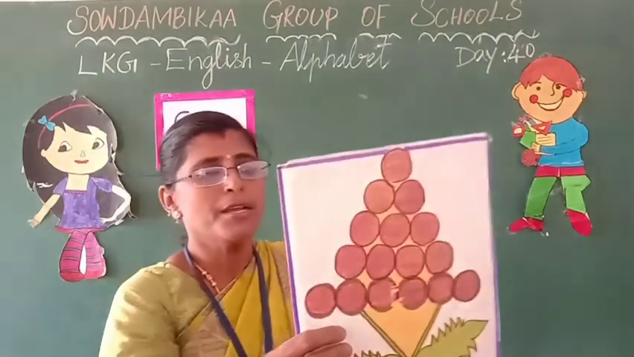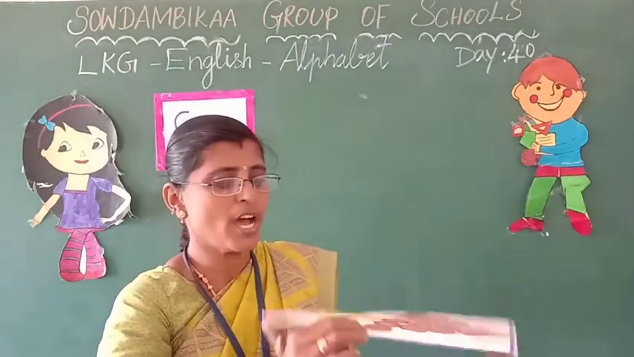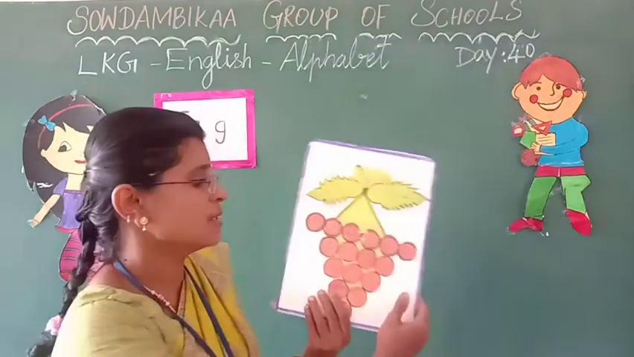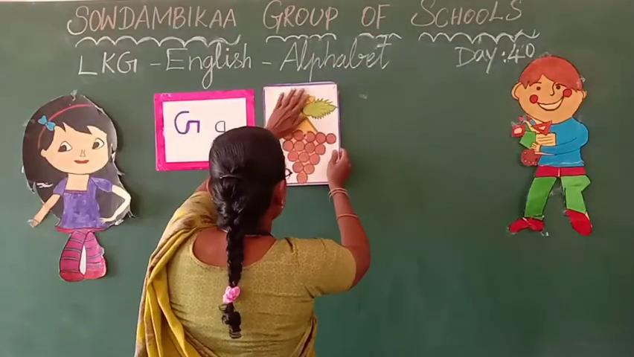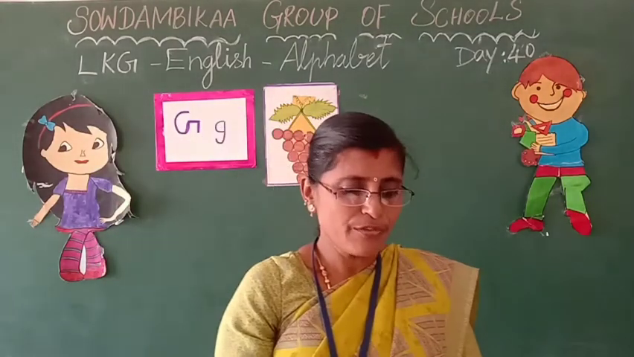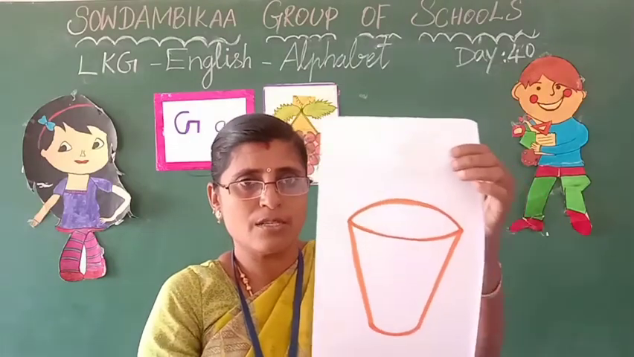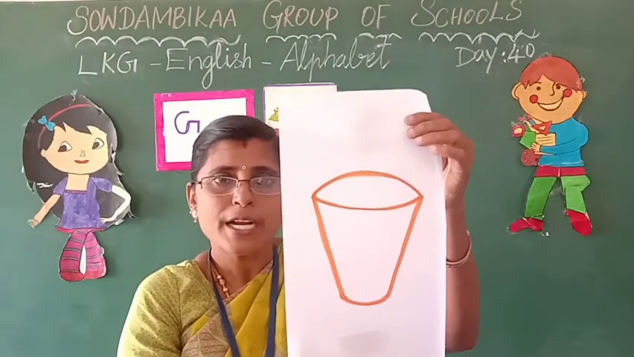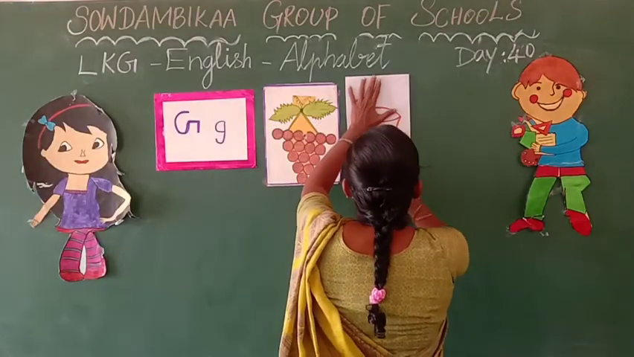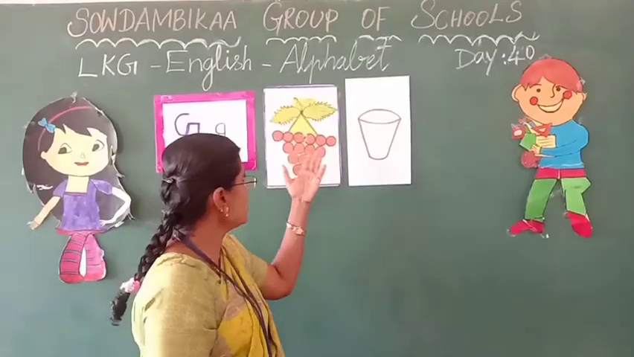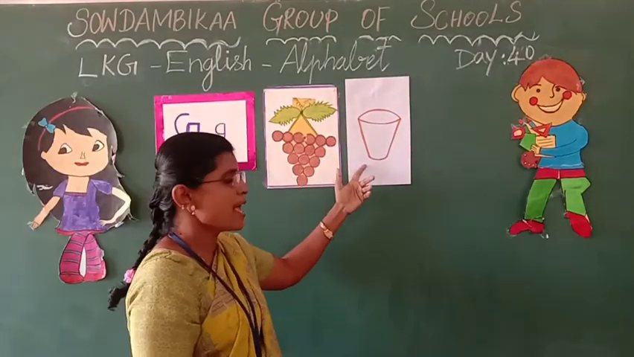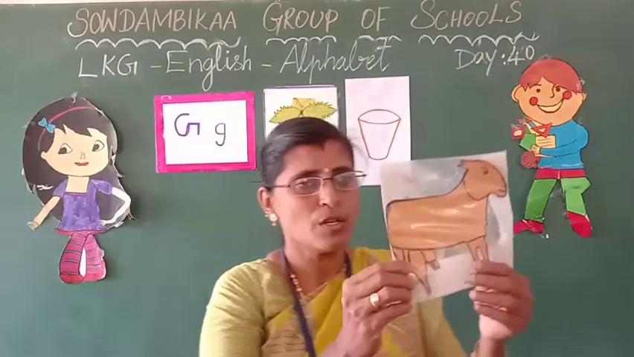G for grace. G for grace. Say, children, G for grace. Next, G for glass. G for glass. Dear cookies, G for grace. G for glass. What is this picture?